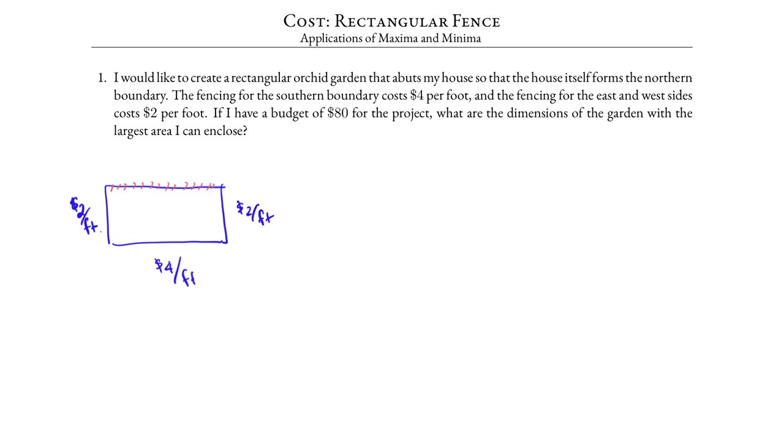If I have a budget of $80 for the project, this will be our constraint. What dimensions? So we're looking for the length and the width. Those are the unknowns. We need to find these in a way that they will maximize the area, the largest area. Our objective will be the area. The area of the rectangle is the length times the width. The constraint is money here, but how do we come up with this $80? $80 is the cost to buy the material for fencing.